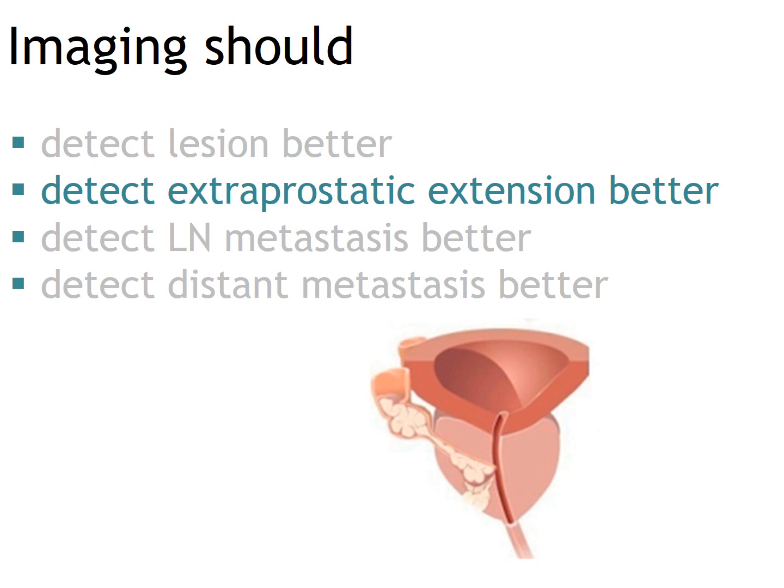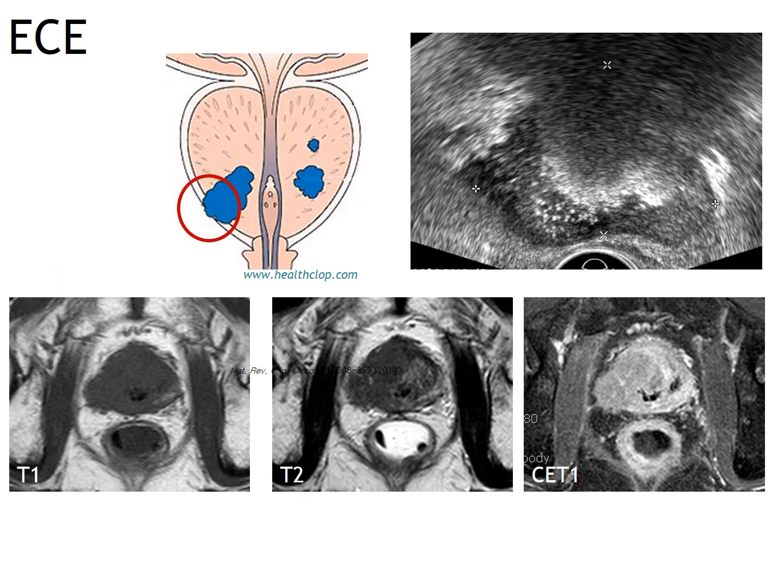Next, to stage prostate cancer better, imaging should detect extraprostatic extension better. Although we may suspect extracapsular extension at transrectal ultrasound, MRI is the primary imaging modality to detect extracapsular extension of prostate cancer.